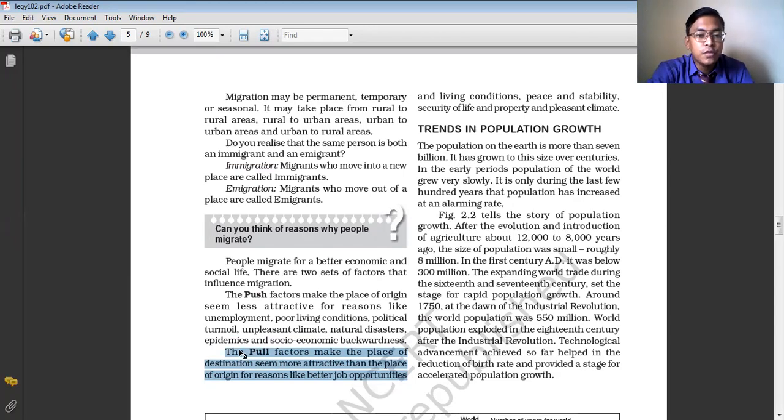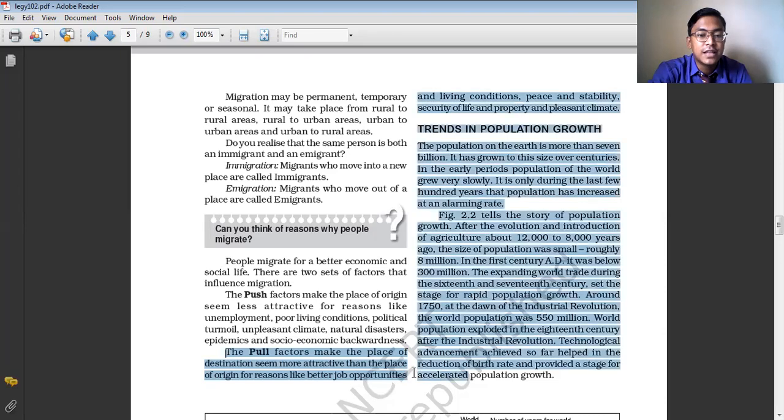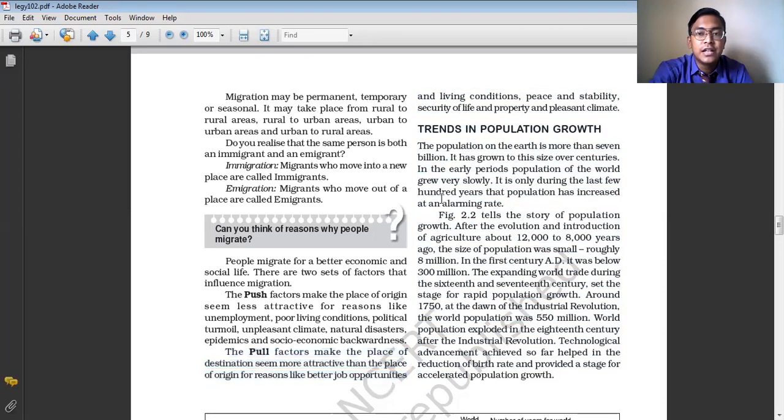Pull factors make the place of destination seem more attractive than the place of origin, for reasons like better job opportunities and living conditions, peace and stability, security of life and property, and pleasant climate. So push factor refers to the factors which force people to migrate from the place of origin, and pull factors refer to the factors which attract people to the place of destination.